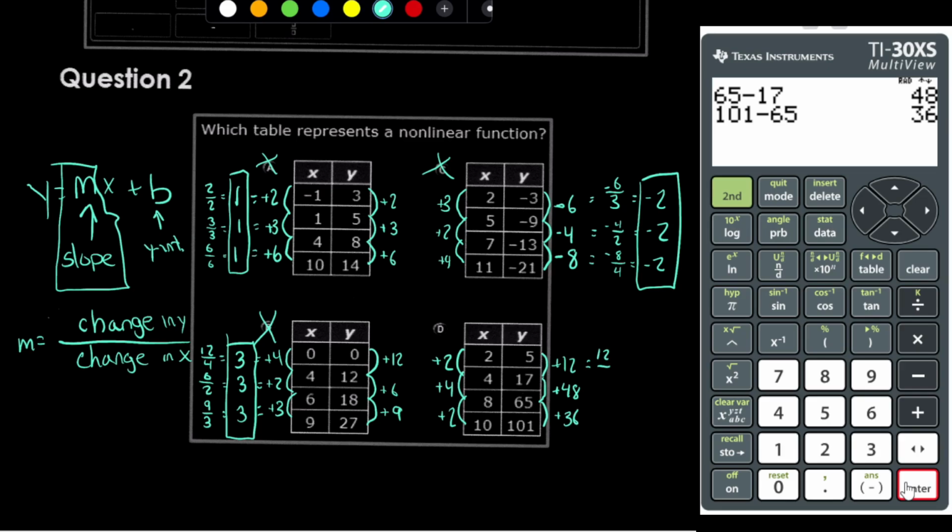So our slope here, 12 over 2, that's 6. 48 over 4, uh-oh. 48 divided by 4 is 12. That slope does not match. So your answer is D. It's choice D, because it does not have a constant slope.